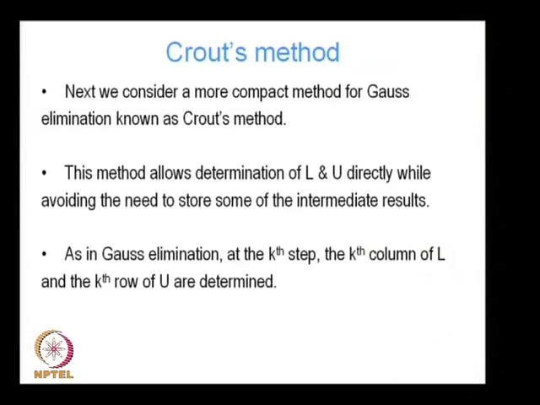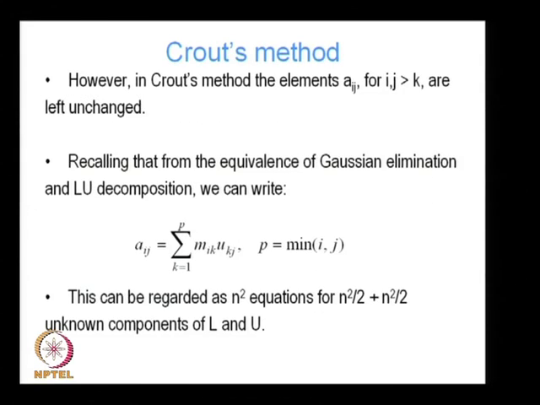So, next we consider a more compact method for Gaussian elimination. This is known as Crout's method. This method allows determination of L and U directly while avoiding the need to store some of the intermediate results. As in the Gauss elimination, at the kth step we compute the kth column of L and the kth row of U. However, in Crout's method, the elements a_ij for i, j greater than k are left unchanged.